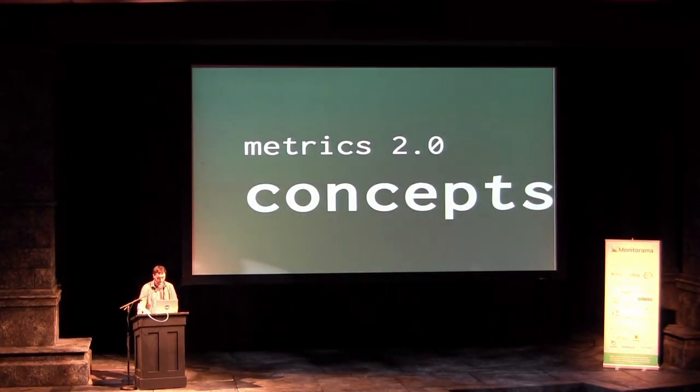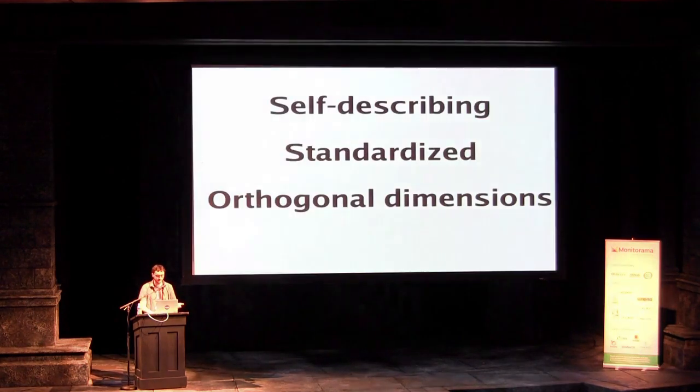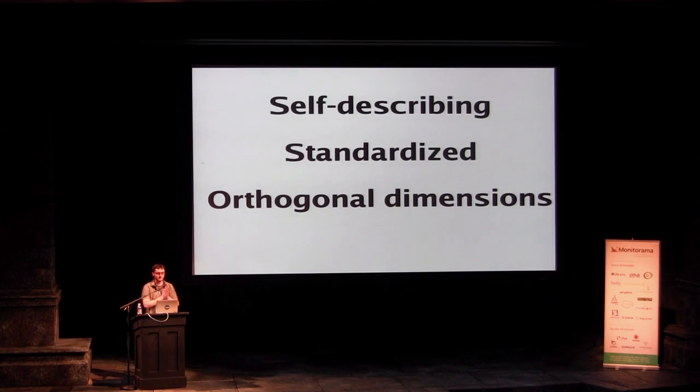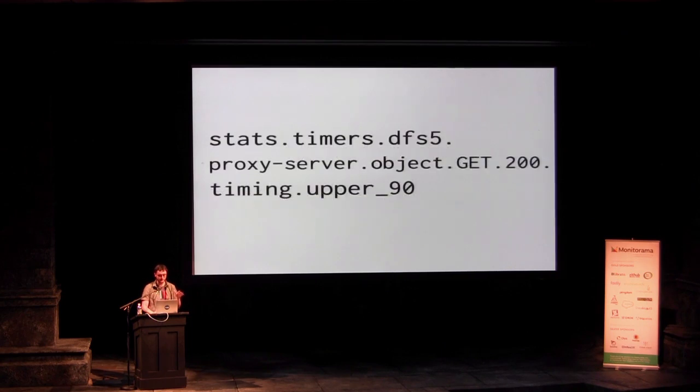So Metrics 2.0 is a concept that tries to solve these problems. And it's about self-describing metrics, metrics that are standardized and that use orthogonal dimensions for all your pieces of information. And I'll show you how that looks.